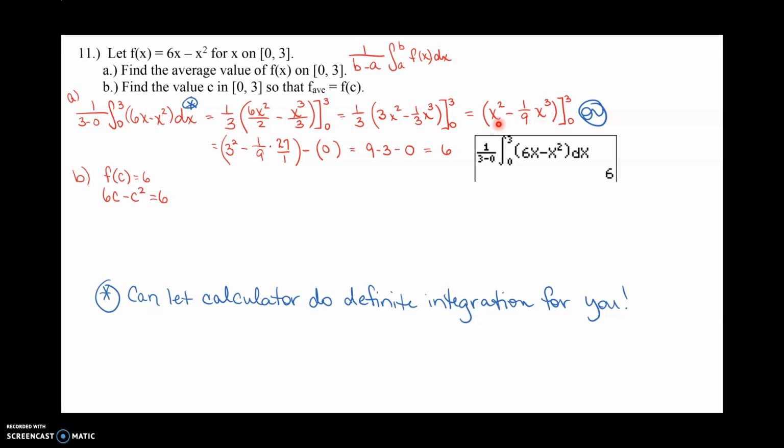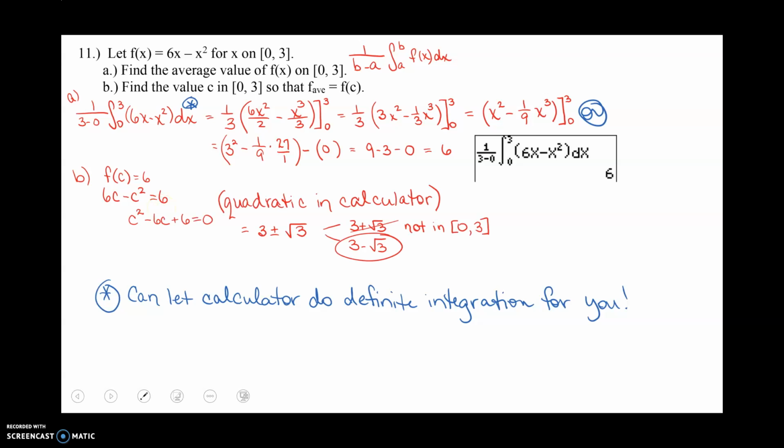The second part of that says find where the average value is equal to the function. So the average value I just got was 6, and I'm going to set that equal to my function. So my function was 6c minus c squared. So we're going to take the function and set it equal to 6. So I'm going to get it all on one side set equal to 0. So I added my c squared over here and I subtracted my 6c over here. So that gave me c squared minus 6c plus 6.